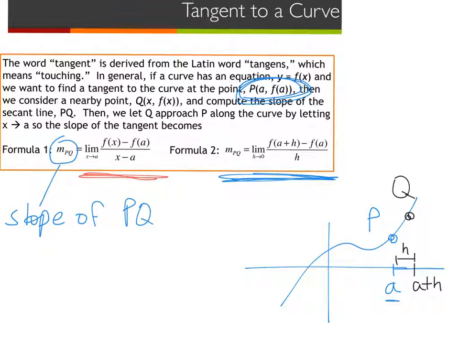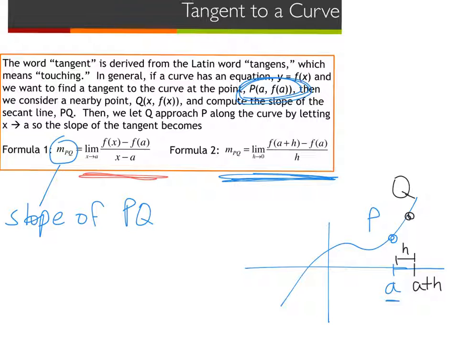It's a plus h, and what we're saying is that we're going to let h get closer to 0, which means that we are closing that space in between the 2 points. Okay, we're closing h so that it's getting smaller and smaller and smaller, and eventually P and Q are just going to be on top of each other. That we use all the time.